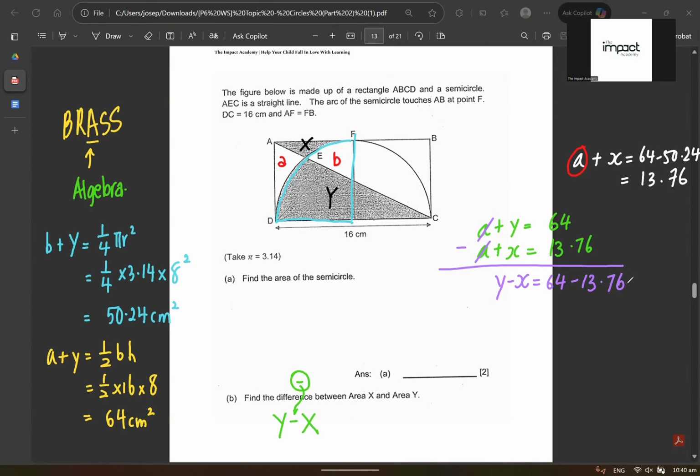I do not know y individually though, and I also do not know x individually. You get what I'm trying to say? But I know that when y minus x, if I do 64 minus 13.76, I get an answer of 50.24. And that's your answer for this question.